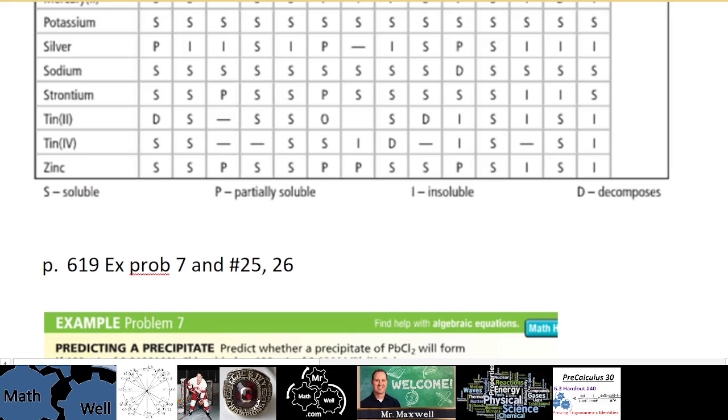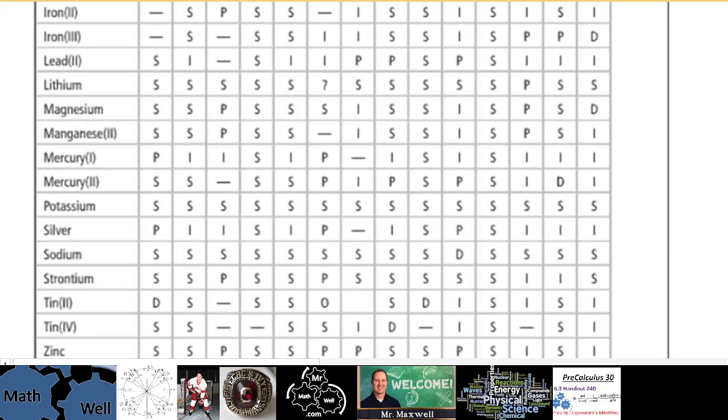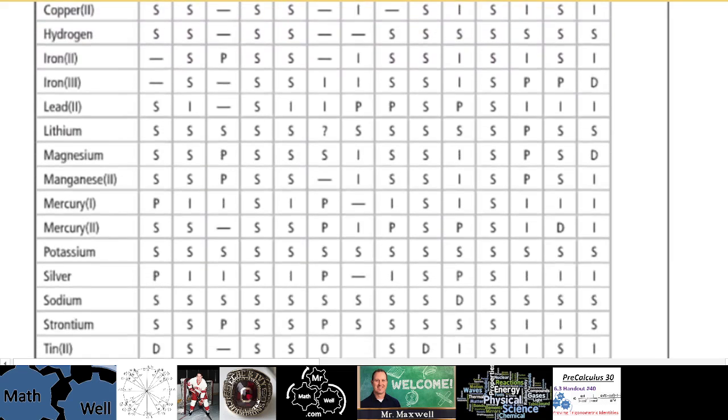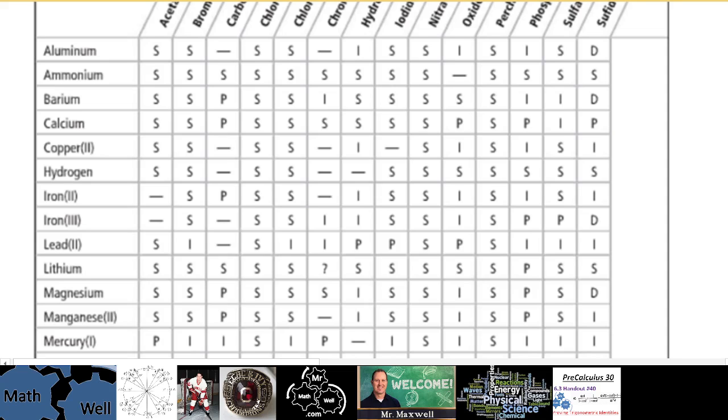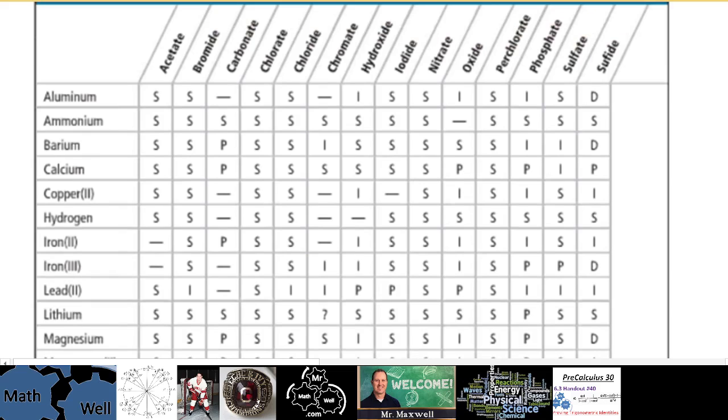So remember the decomposition versus the dissociation. It's not necessarily going to give you pure ions. It's going to decompose into possibly some other things. And there's not too many of those. Why are there dashes? For a variety of reasons, I guess. They're not able to measure these, or they don't normally form a compound at all.